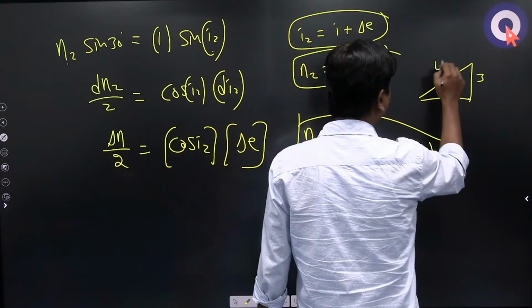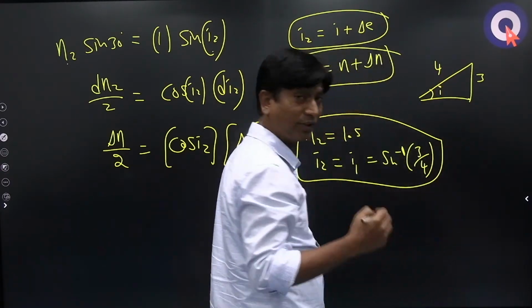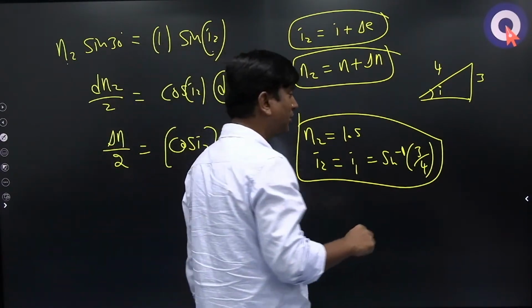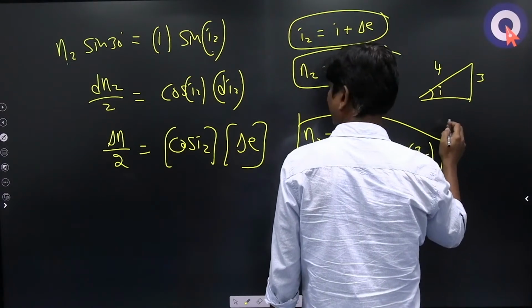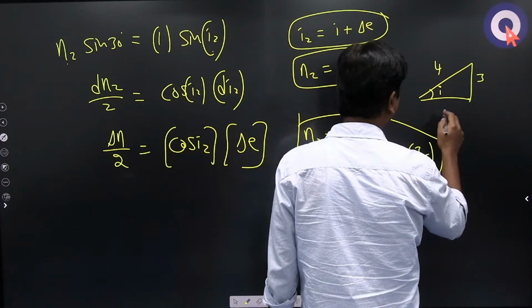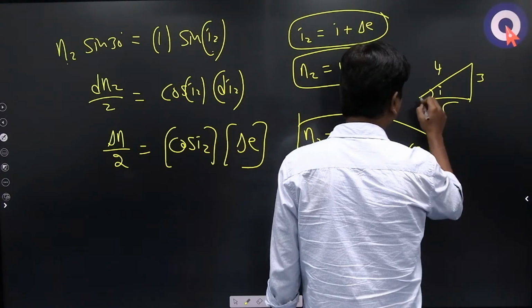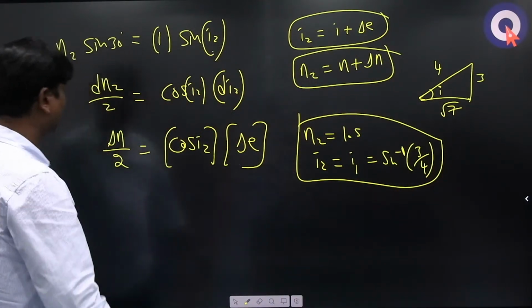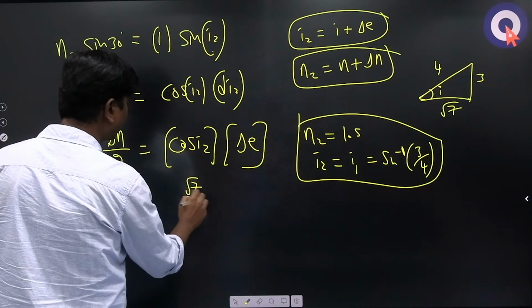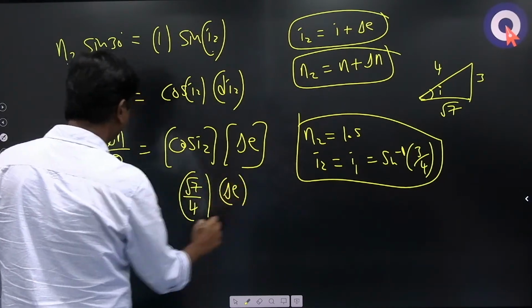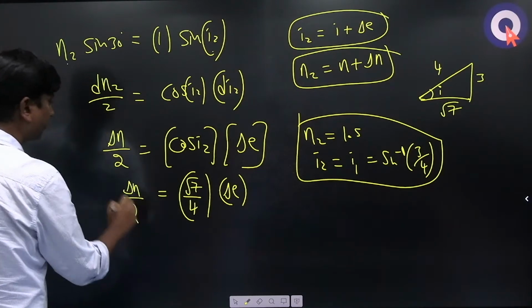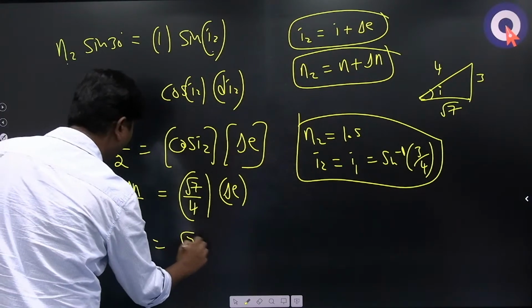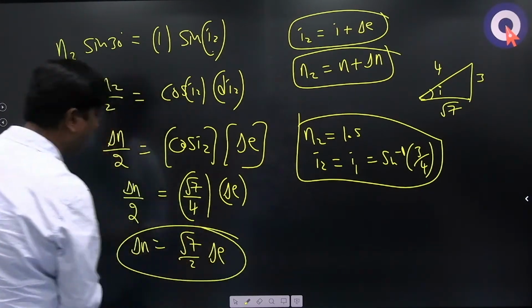So take this triangle 3, 4, this is I, which is I1 or I2, both of them are the same when N1 and N2 are equal to 1.5. So this comes out to be in minus 9. How much is it? Something like root 7. Okay. So cos of I2 is what? Root 7 by 4. So delta E equal to delta N by 2, so delta N is equal to root 7 by 2 times delta E. That's the relation between delta N and delta E.